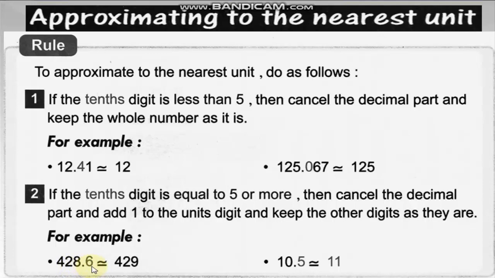6 is greater than 5. So we'll add 1 to the units. It became 429 and cancel the decimal part. 10.5. The unit here is 0 and the tenth is number 5. If it's 5 or more than 5, we cancel it and add 1 to the units. It became number 11.